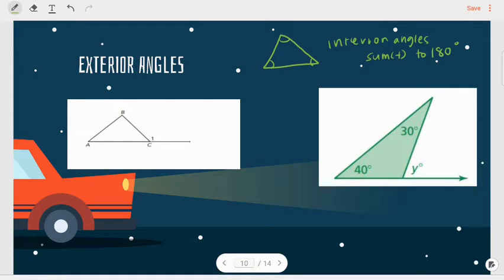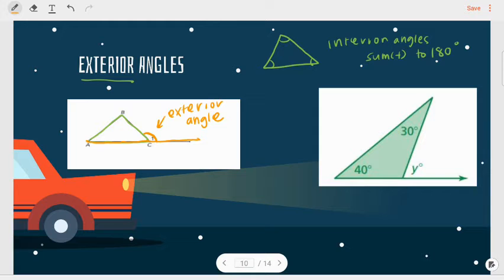Now, what I want to introduce to you today is an exterior angle. Notice I have on my diagram triangle ABC. And extended from one of the sides, from the side right here, I have a line. This angle right here is what we call our exterior angle. Now, let's talk about how we calculate or determine what that exterior angle is.